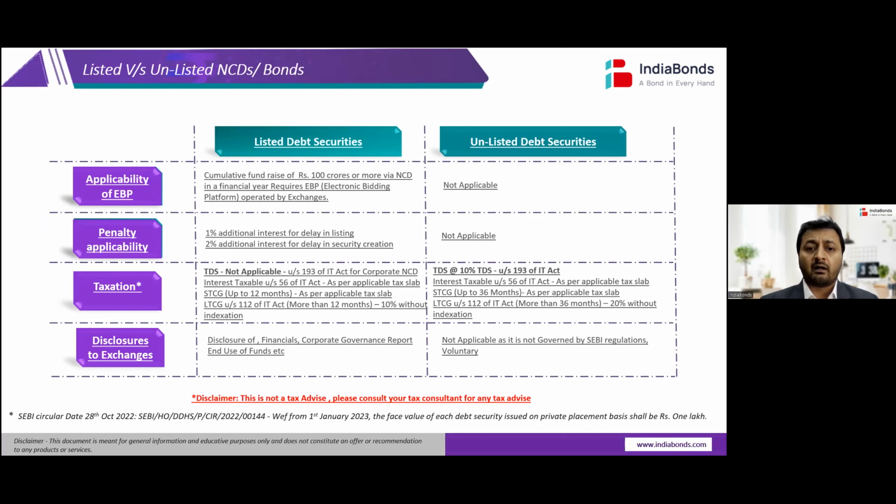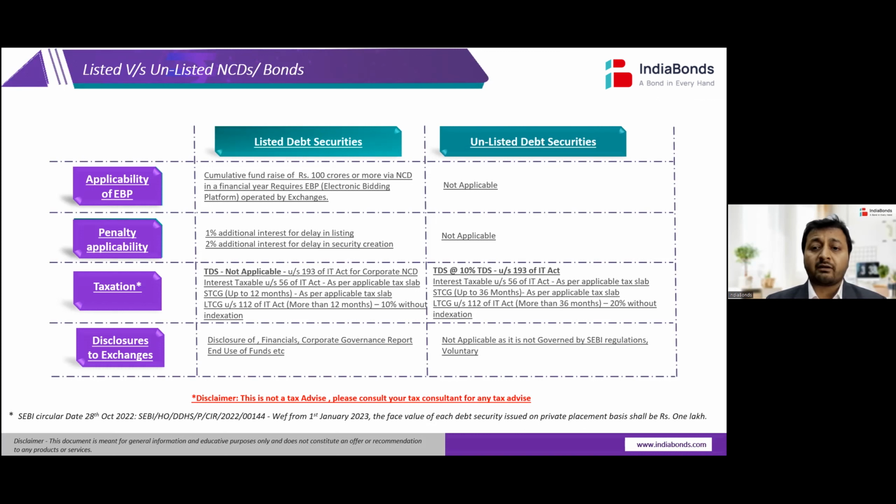IT Act. Interest is taxable as per the tax slabs unless you are investing in a tax-free bond issued by NHAI or PFC, REC or any of the historical bonds that have been issued. Otherwise, interest is taxable as per tax slabs. You can plan your tax better by speaking to your chartered accountant. Short-term capital gain tax up to 12 months is as per the applicable tax slabs. And LTCG under section 112 of the IT Act, which is more than 12 months, is 10%, which is without indexation.